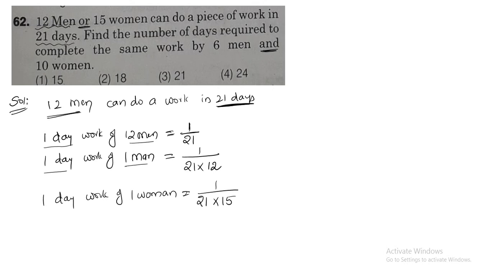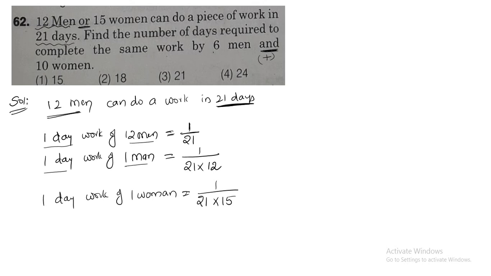After that, what is he asking? Find the number of days required to complete the same work by 6 men and 10 women. So here and means we need to do addition. Now what I am going to do is, he is asking you to find out the number of days, no?